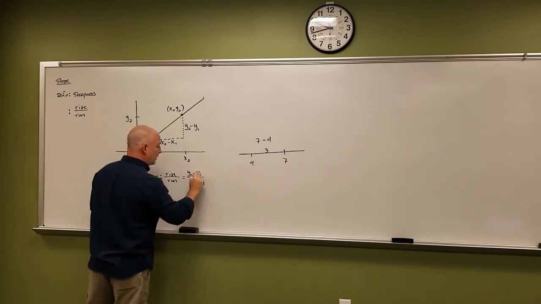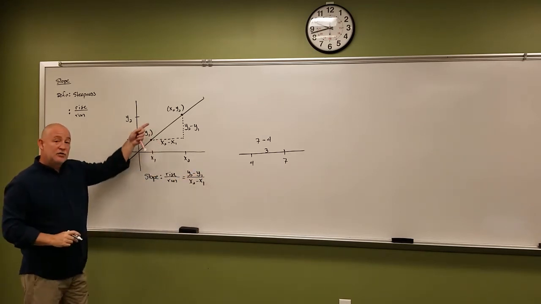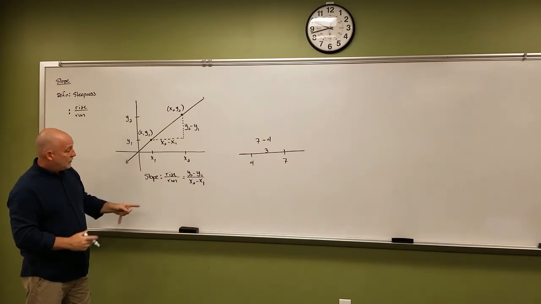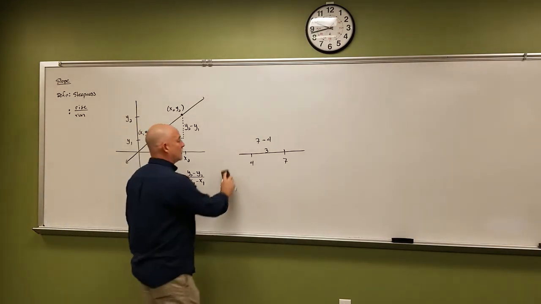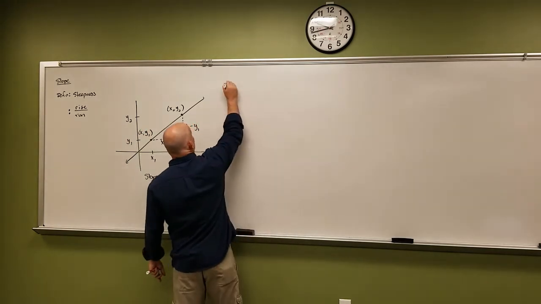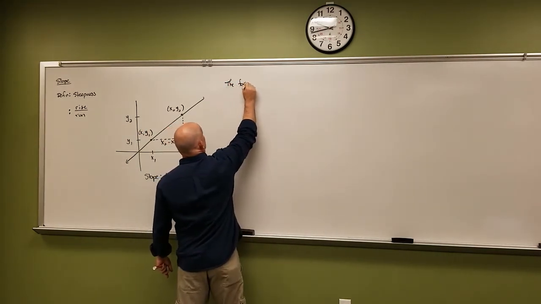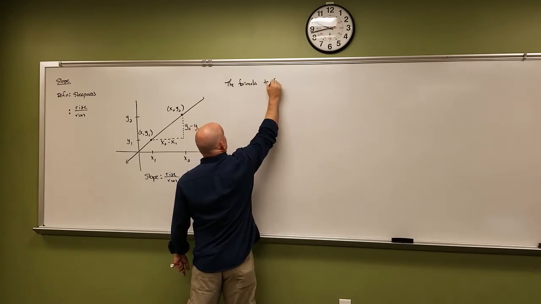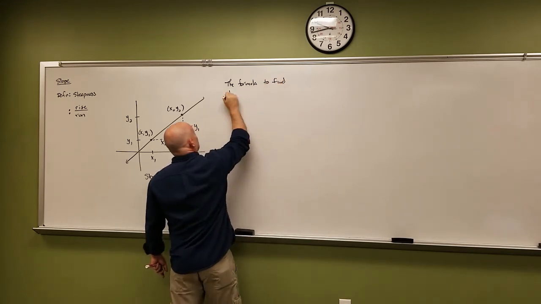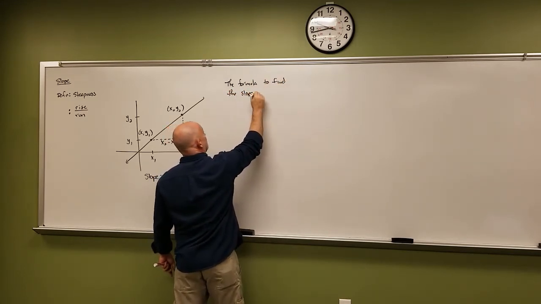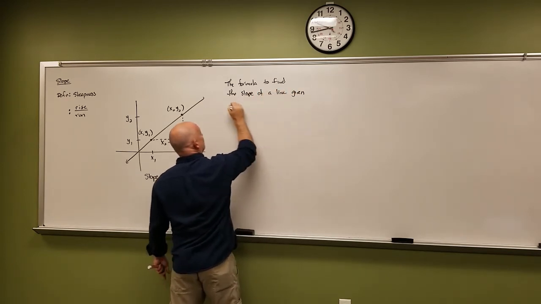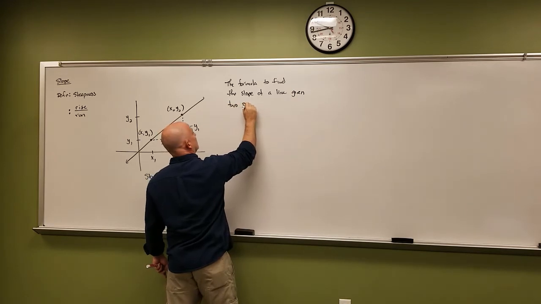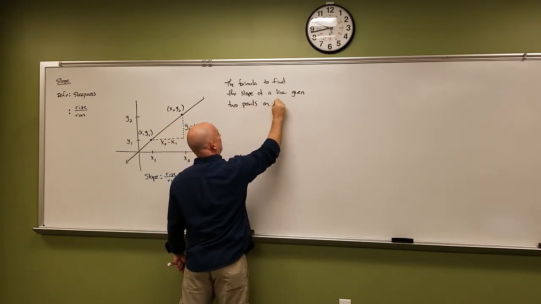So by writing the points generically like this and not actually putting values in here, what we've done is we created a formula to help us find the slope of a line. So what we got is the formula to find the slope of a line given 2 points on the line.